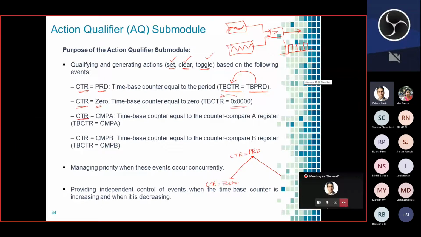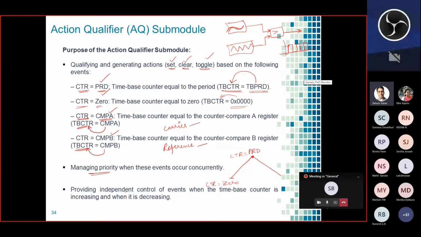If the counter value is equal to compare A, then this register will have the value of compare A. If it is equal to compare B, it has the value of compare B. That means this time base counter can have values of both the carrier waveform as well as the reference waveform. From this you can see, this is for the carrier, this is for the reference wave. It also manages priority when these events occur concurrently.